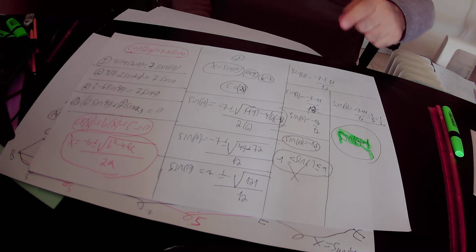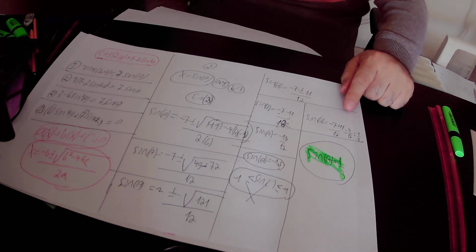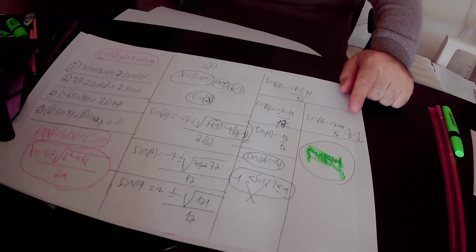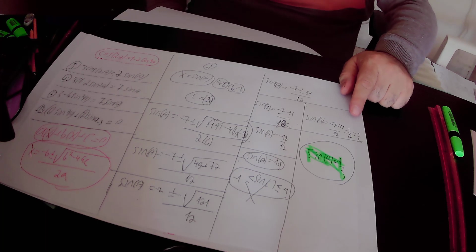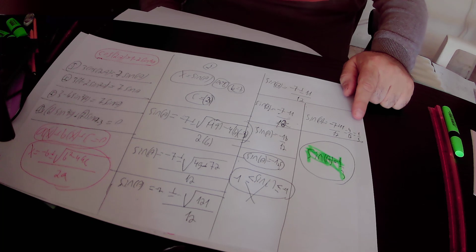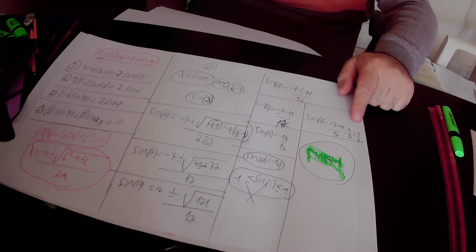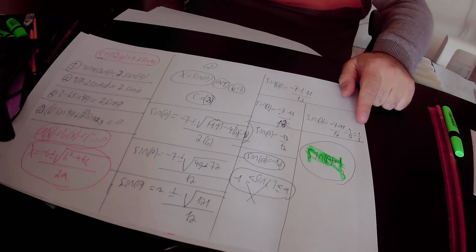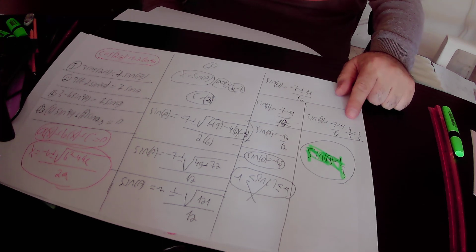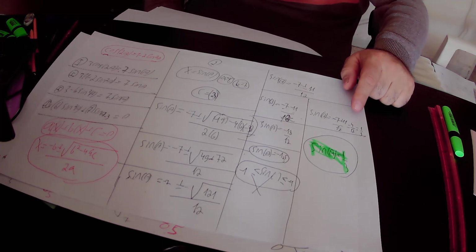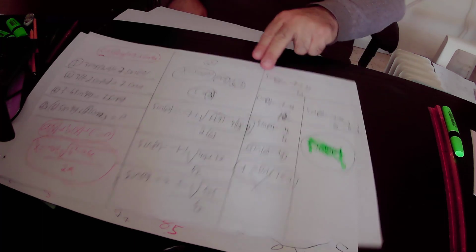So we cancel this answer and we are left only with the answer that sine theta equals minus 7 plus 11 over 12. Minus 7 plus 11 is 4, so 4 over 12. We divide both the numerator and the denominator by 4. 4 over 4 is 1, and 12 over 4 is 3. So in conclusion, we found out that sine theta equals 1 over 3. Okay?